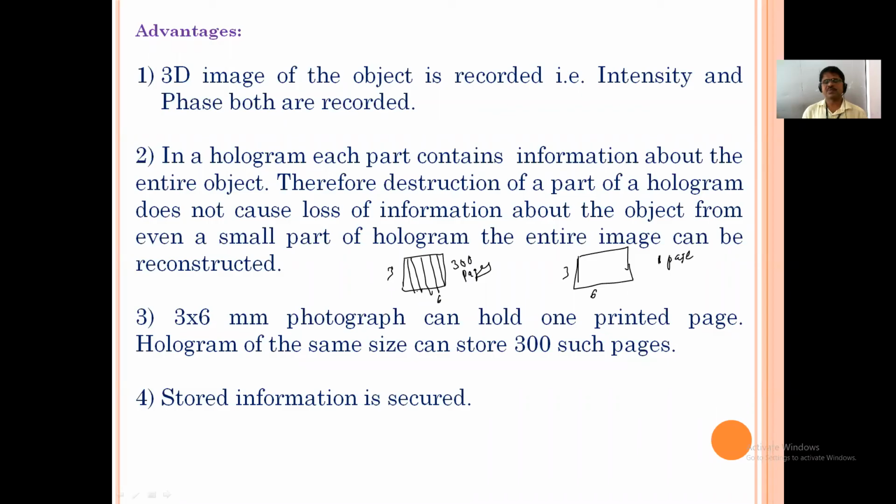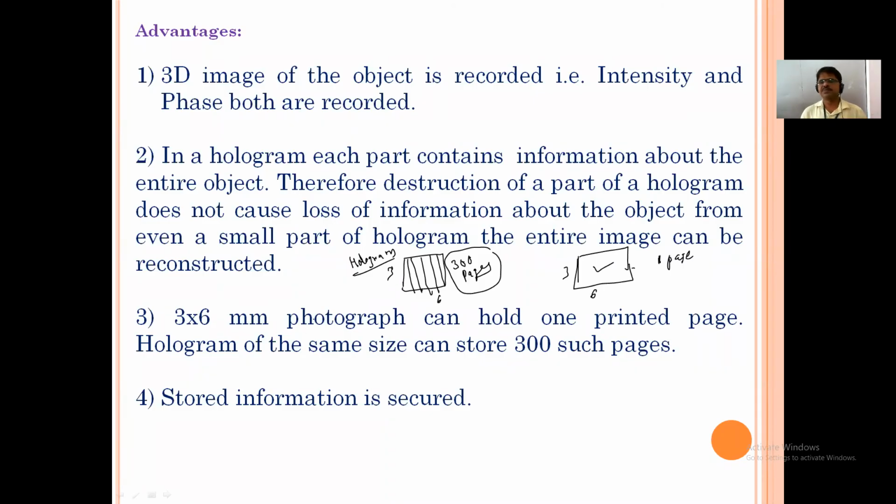Okay, 3 by 6 mm photographic film can store one page. And in holography, 3 by 6 mm of this photographic film can store 300 pages. This holography information holding capacity is very high. Write it.